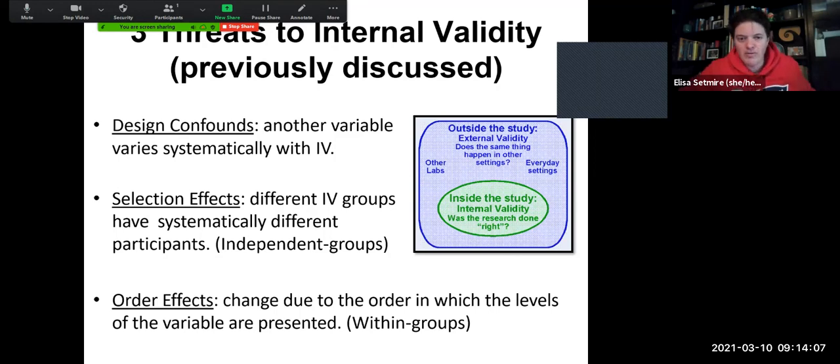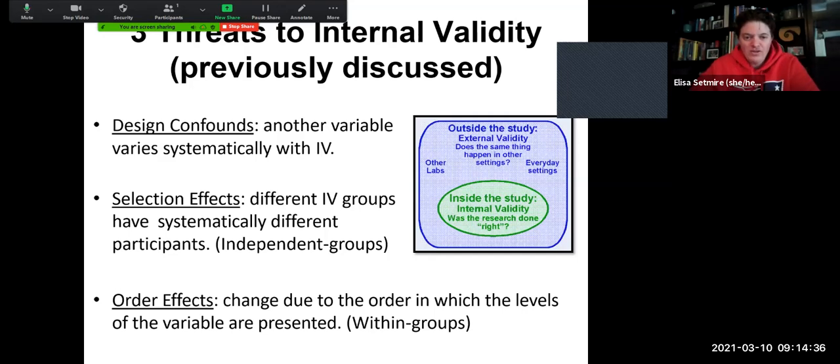This is something we talked about before. So 3 threats to internal validity that we covered last week in chapter 10. So these were previously discussed, but we can have issues such as design confounds, selection effects, and order effects. So remember, these are all threats to internal validity. Was the research done right? Did we set it up correctly? Can we actually infer cause and that one thing is causing the other?